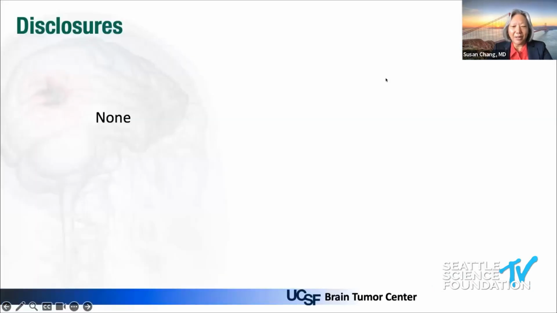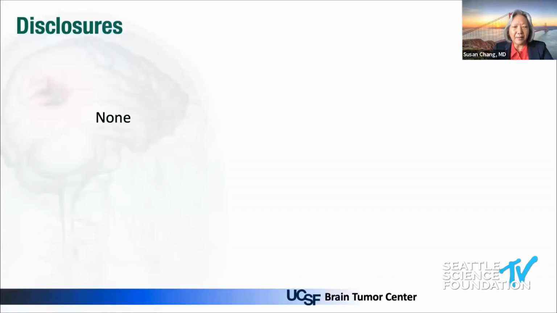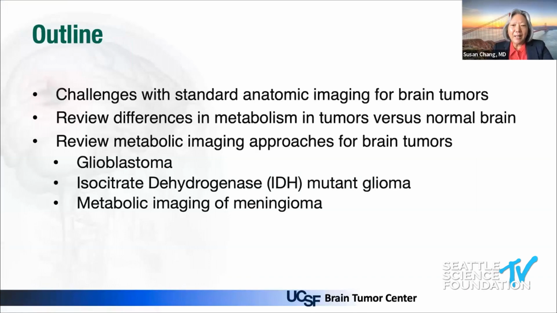So what I'm going to talk about today, as Charles mentioned, is really the journey that I've taken with respect to looking at metabolic imaging for brain tumors. I don't have any disclosures. I'm going to talk about the challenges with standard anatomic imaging for brain tumors. I think you may have heard some of this through Ben's talk as well.